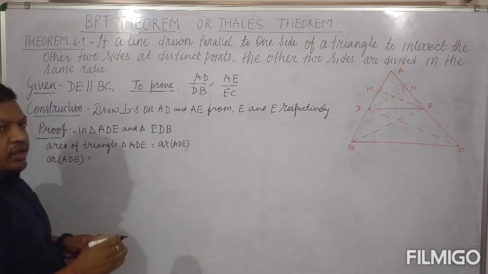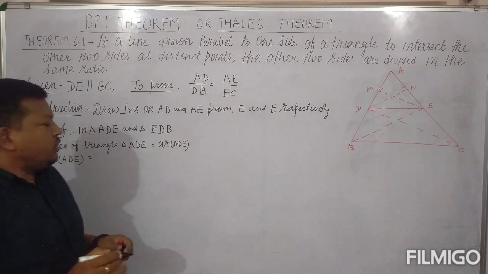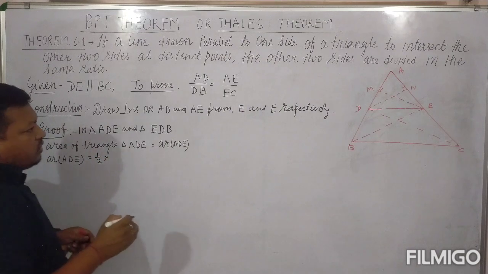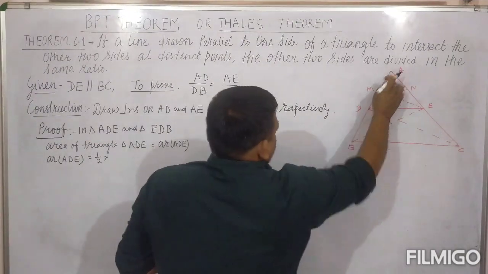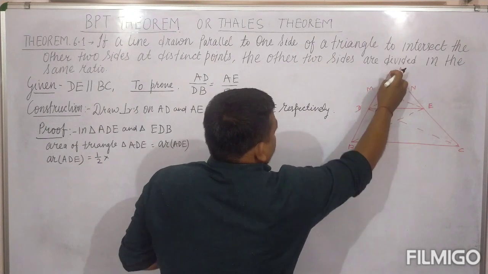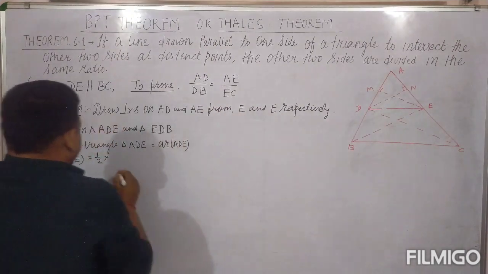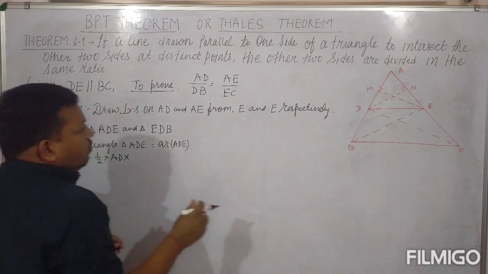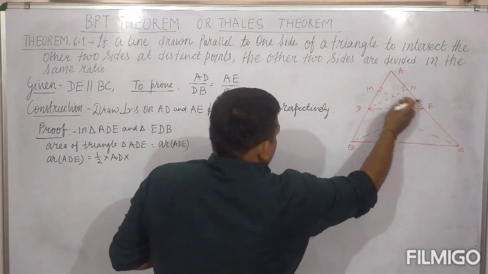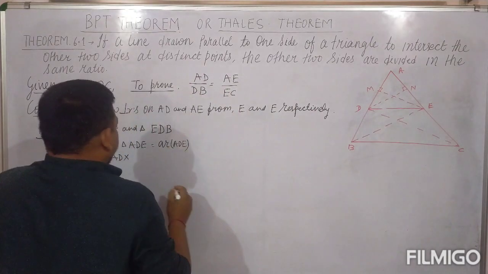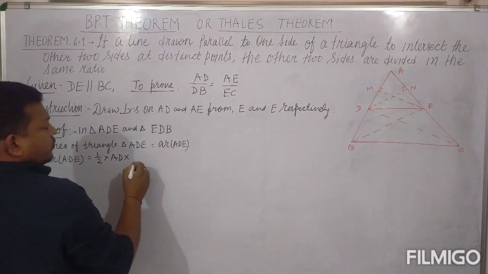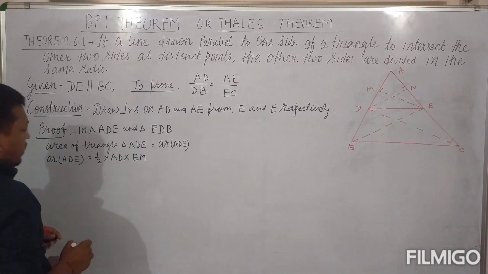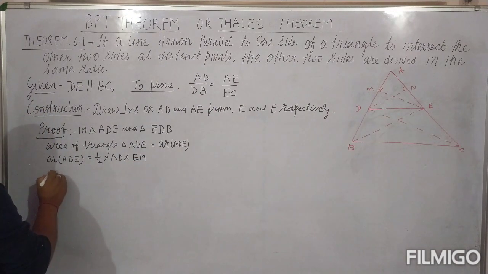what is the formula for the area of a triangle? It is half into base into height. So we will write half into base. This is the perpendicular, so AD is the base. AD into height. What is the height? This is the perpendicular, so the height will be EM. This is the area.